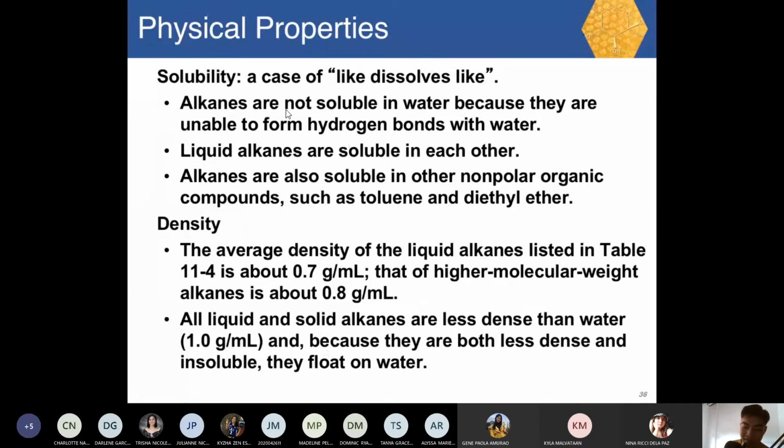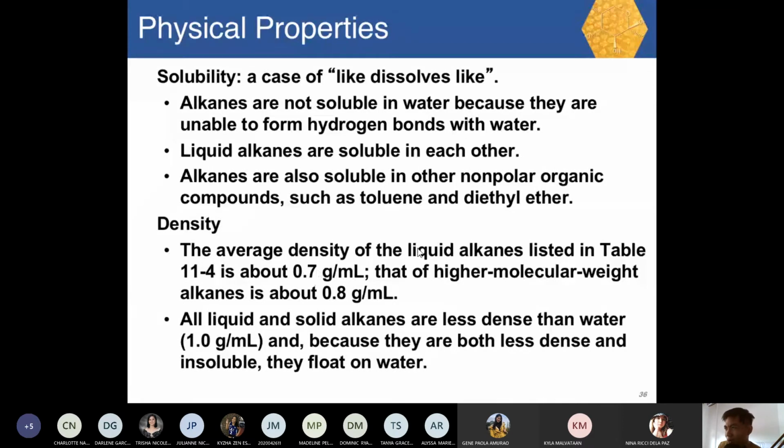So that's its physical properties. Solubility: like dissolves like. Alkane is non-polar, so it will never be dissolved in water. They won't mix, they will separate, no? So if you want to dissolve your alkanes, dissolve them in other alkanes. For example, gasoline and candle wax, you can mix those, no? Okay, so that's it.